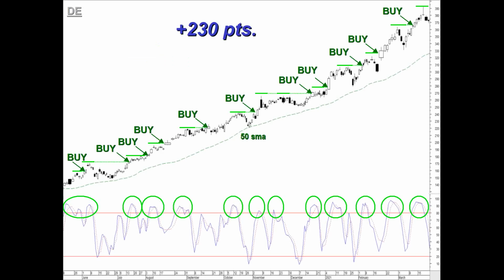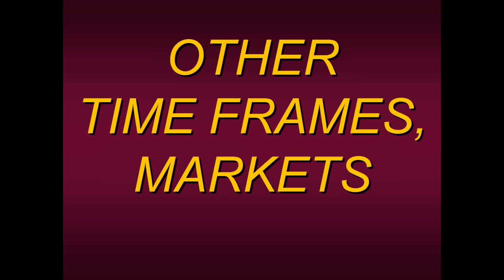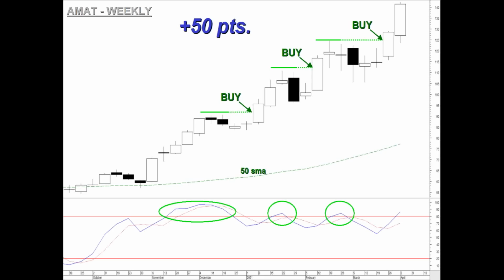Now, I know not everyone just trades daily bars of stock. So let's look at some other time frames. Let's look at some other markets, okay? Same concept applies here on a weekly chart of AMAT.